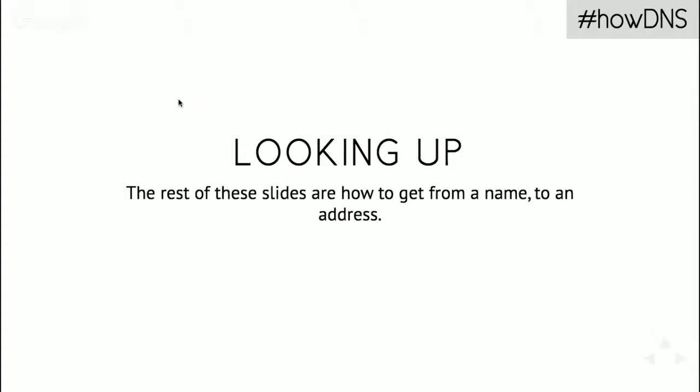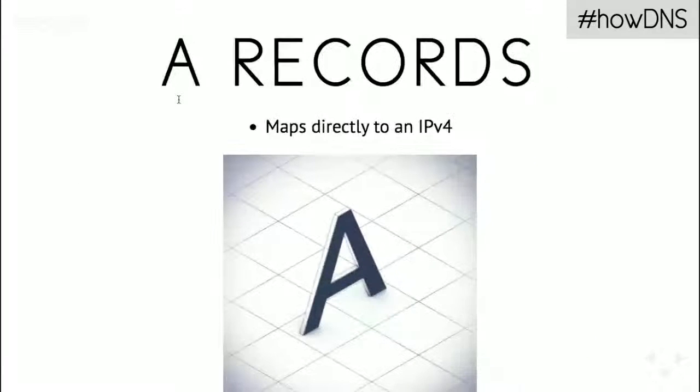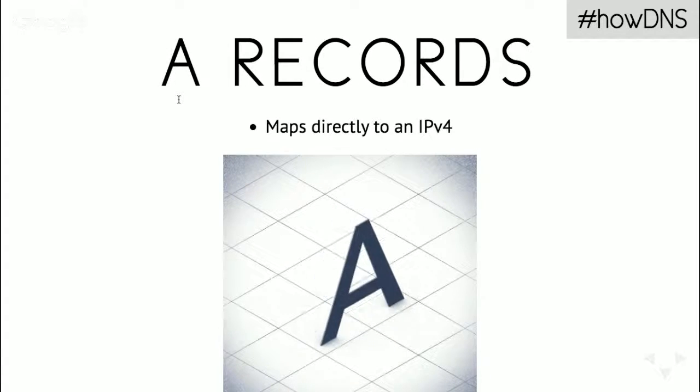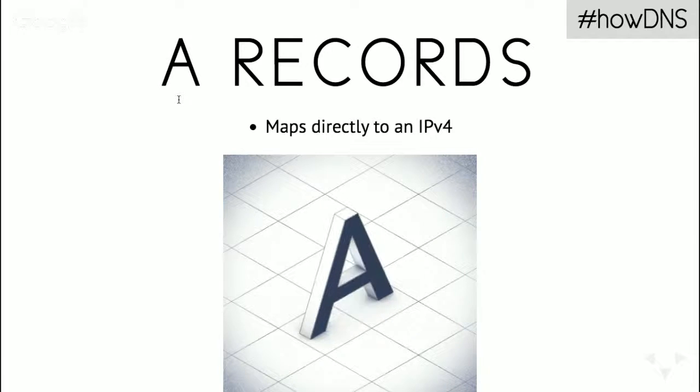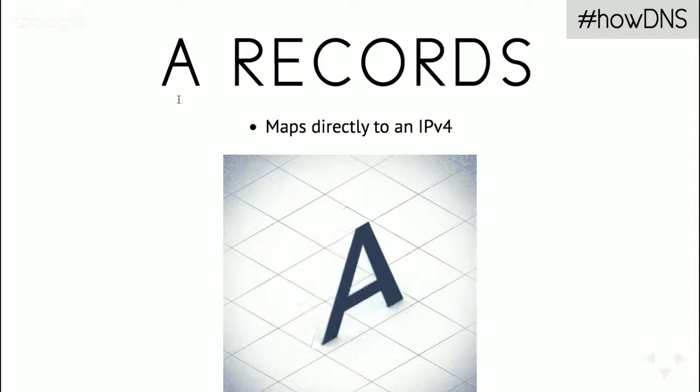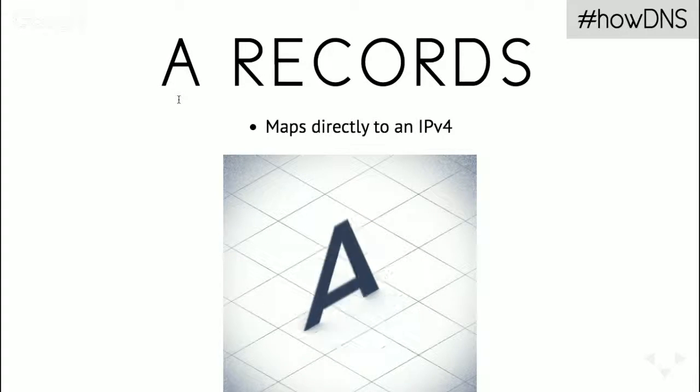So all the rest of these slides are the records and record types on how to get from a TLD of some kind, actually a fully qualified domain name, to an address in some way, shape, or form. So A records. Yay, A records. These are your first and basic record. An A record maps directly to an IPv4 address. Is that IPv6? No. We'll actually get to that. But I like where your head's at.